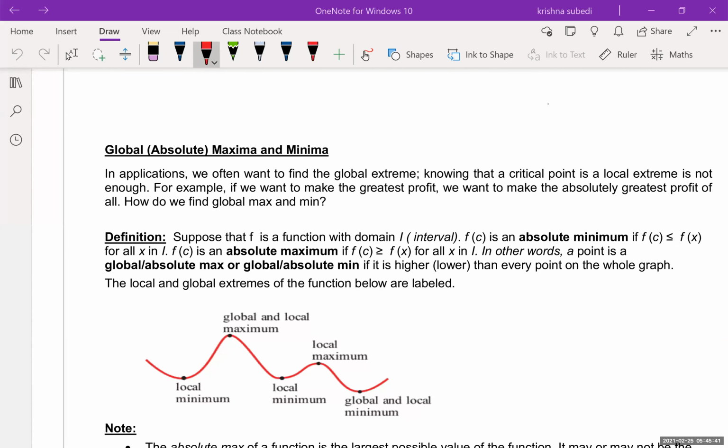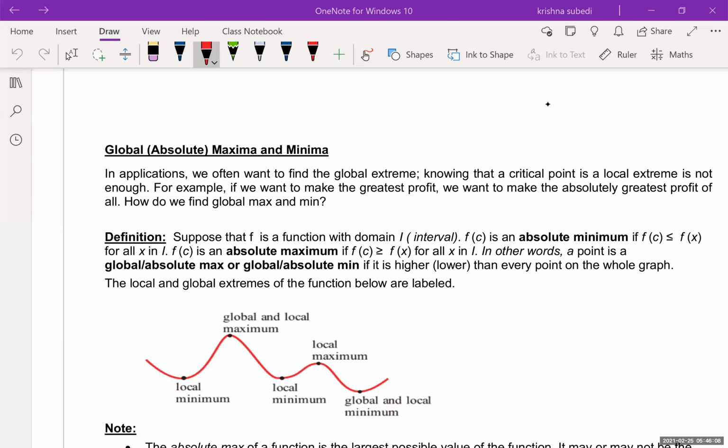Like I said earlier, this section 2.7, I believe, optimization, is divided into two parts. One is the local or relative minimum and maximum. Another is global minimum and maximum, or absolute minimum and maximum. So in our last class, we talked about relative or local minimum and maximum values.